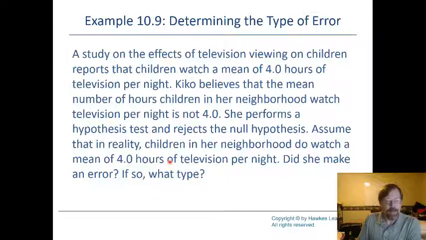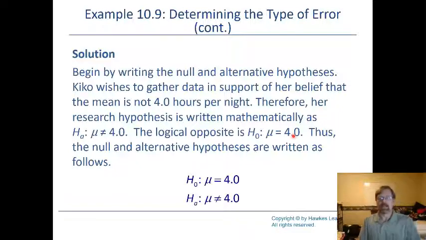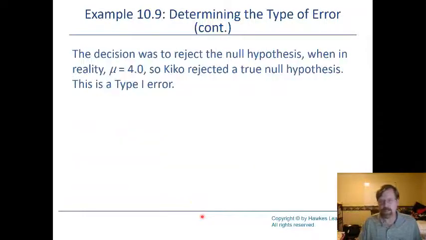Okay, so she believes the mean is not 4, so mean not equal to 4. Logical opposite would be mean is equal to 4. Null hypothesis is the mean is 4. So she decided to reject the null hypothesis, meaning she thinks her data supports the mean not being equal to 4. If in reality the mean is equal to 4, she has rejected a true null hypothesis, which is a type 1 error.